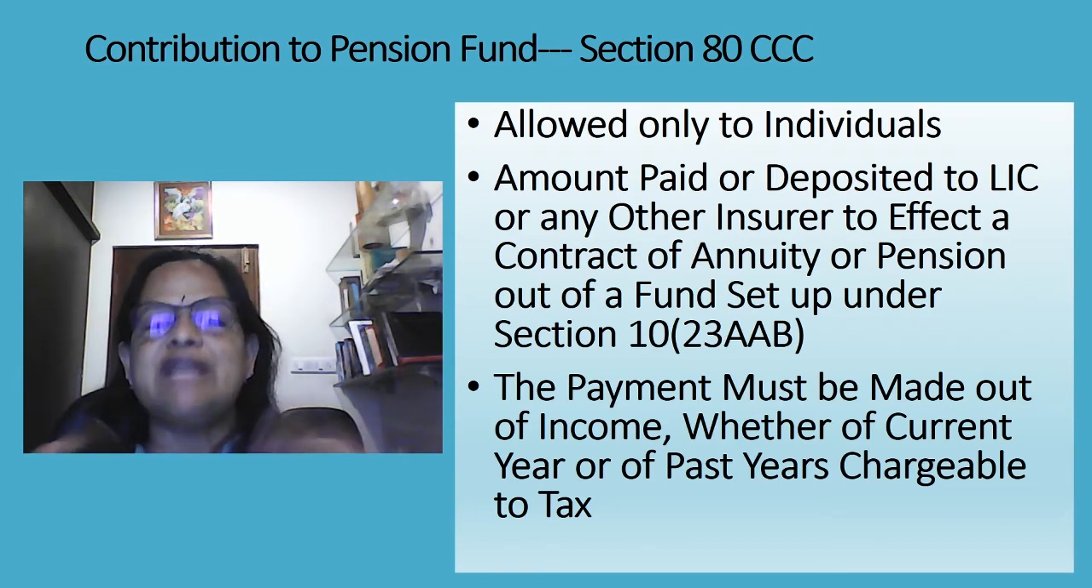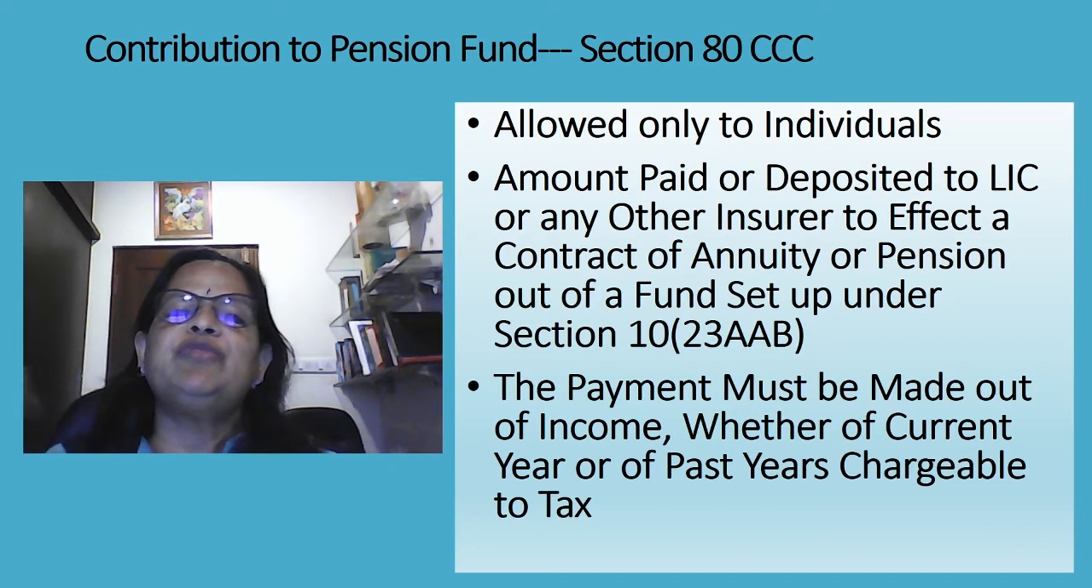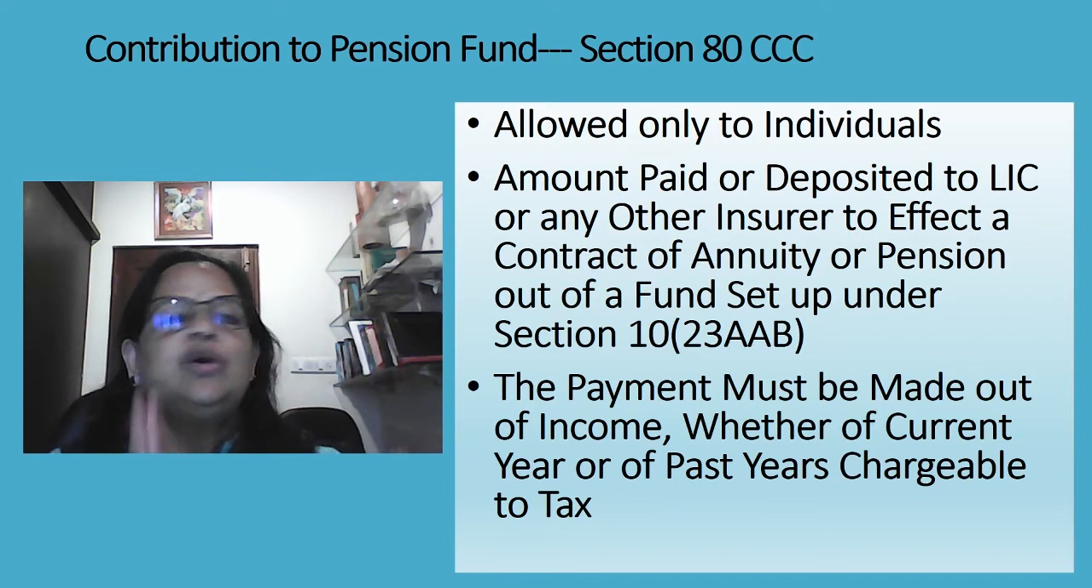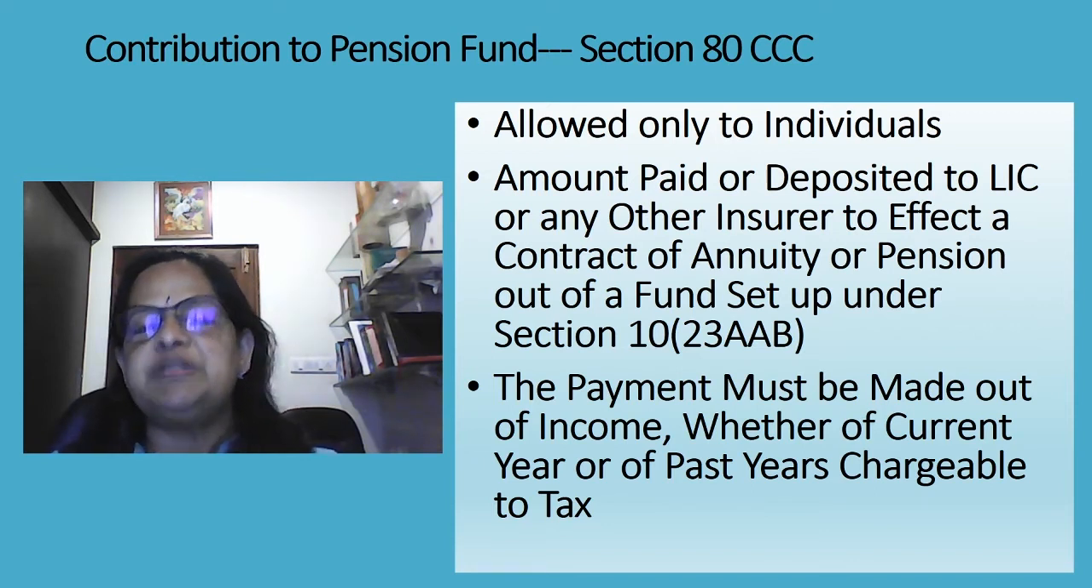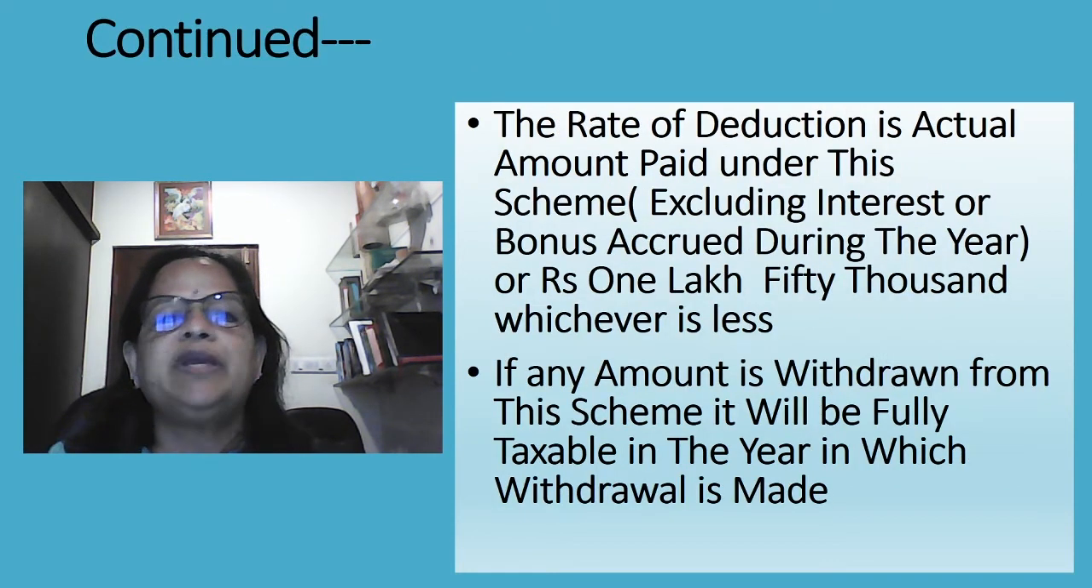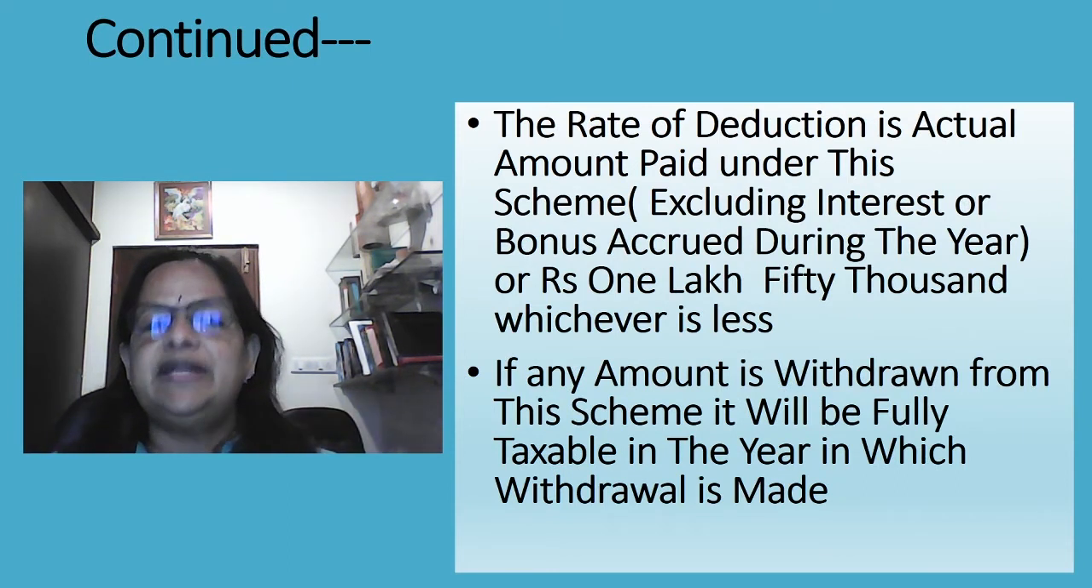See, whatever salary income I am getting, I can contribute to a pension from my salary income. I can contribute under this section, but not from agricultural income. So if you are contributing to this pension fund for claiming the 80CCC deduction, that income you have to remember should be your taxable income, not an exempted income.